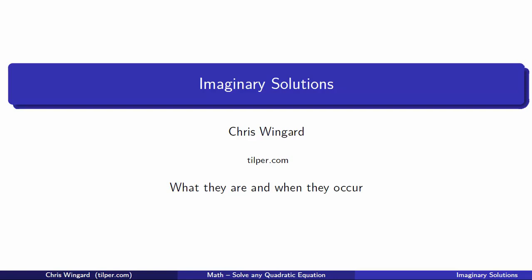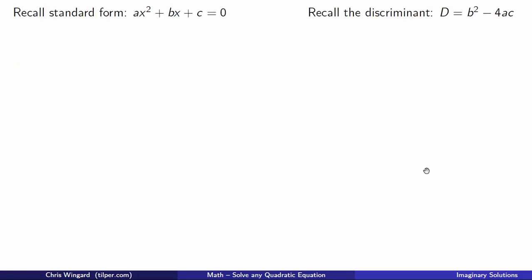Now finally it's time to talk more about imaginary solutions. So in this video we're going to talk about what they are and when they occur. So recall standard form is ax squared plus bx plus c equals 0, and the discriminant is D equals b squared minus 4ac. Really just can't say these enough.